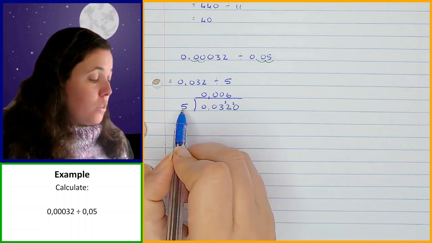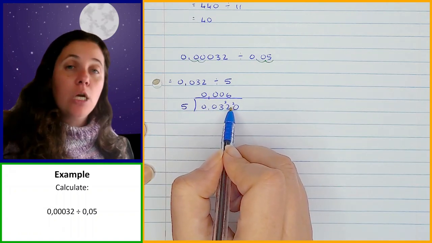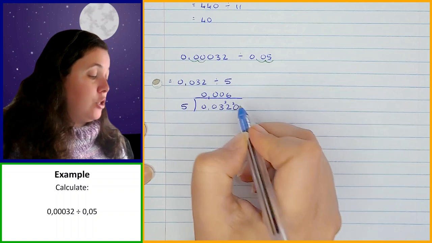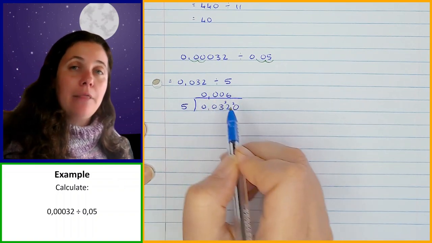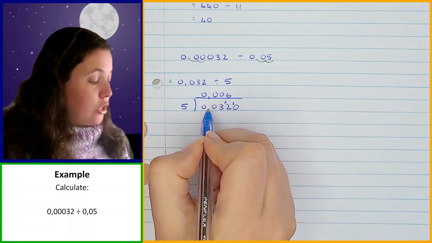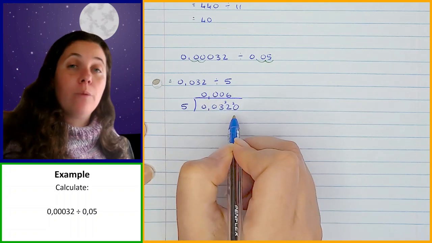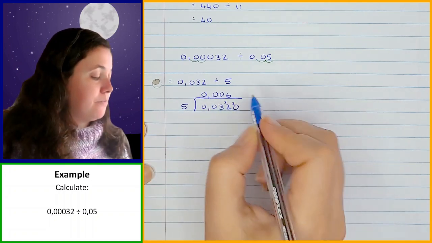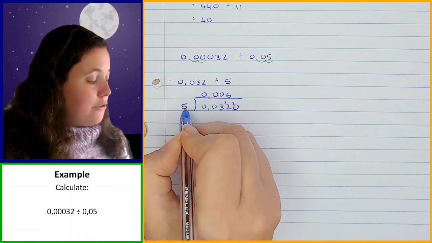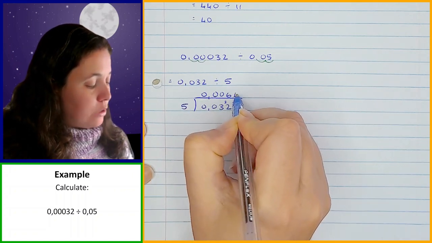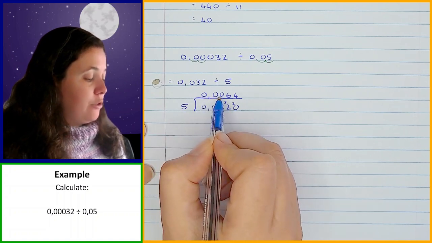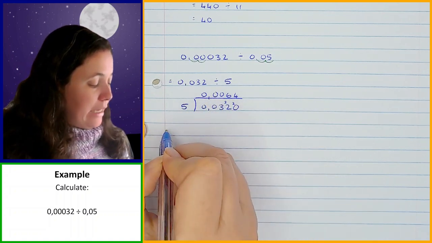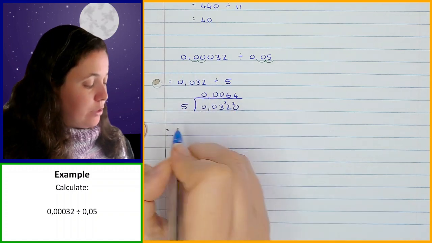So when you have a situation like this, where you don't have any more digits to add your remainder onto, you just put a 0 and then you can put your remainder there, so long as you've got a comma. If you don't have a comma yet, you put a comma and then you do it. Okay, now 5 goes into 20 four times. So now there's no remainder, and I end up with 0.0064. So that is what I end up with from this question.